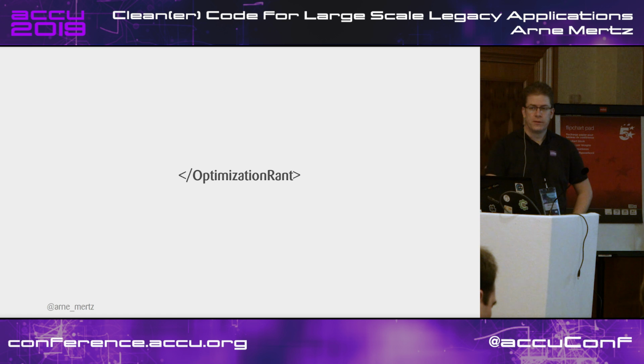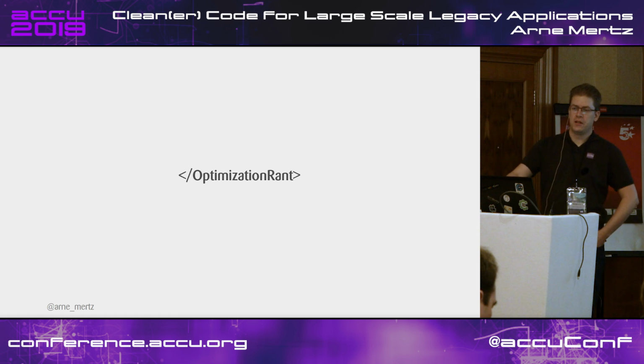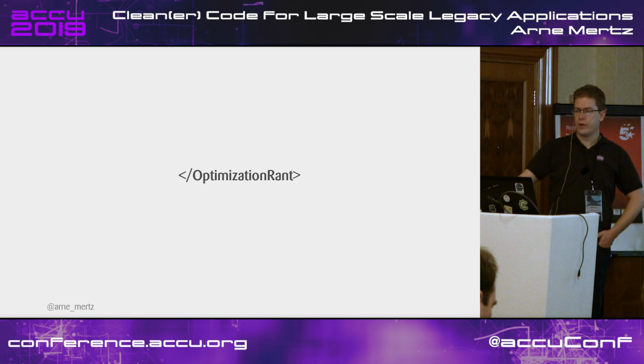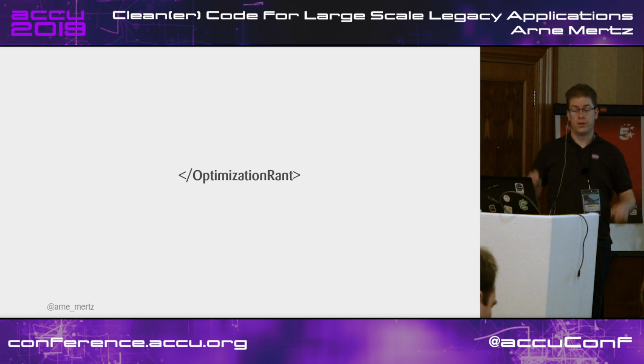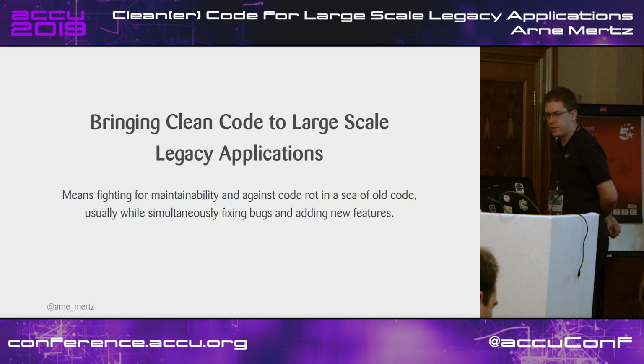So the bottom line is try to write well-structured and clean code by default, and after that, see if we have to optimize the code. This is not about pessimizations. If you see pessimizations in the code, you have to get them away, of course, but you shouldn't try to manually optimize before. So back to large-scale legacy applications.